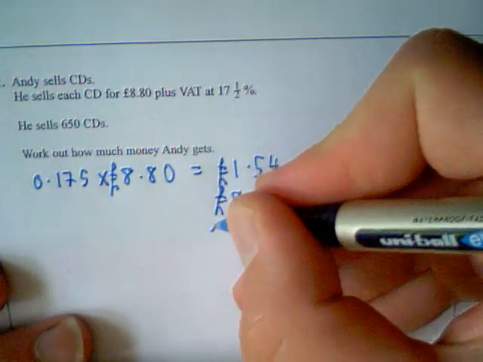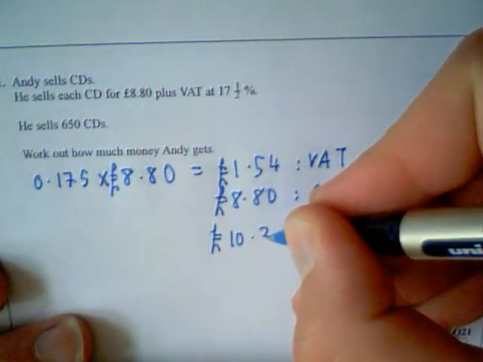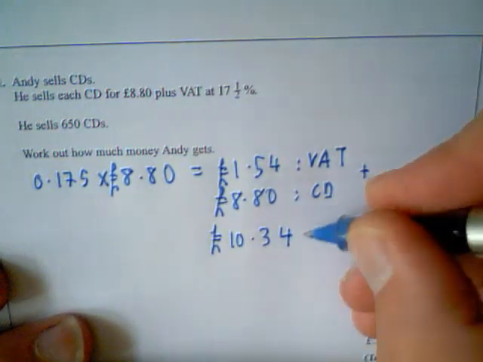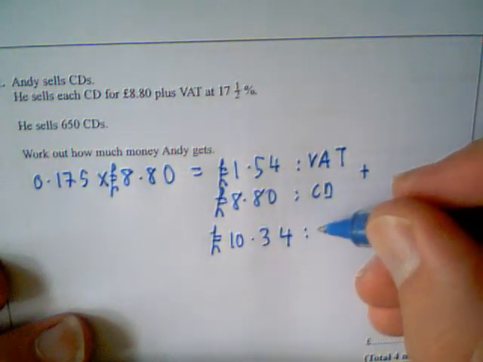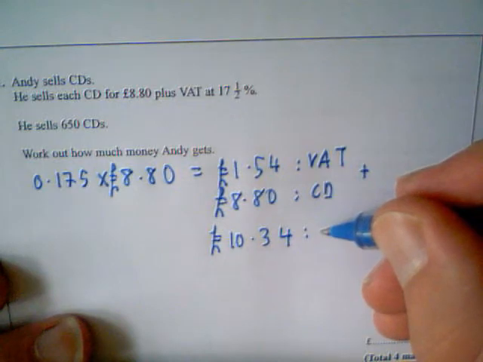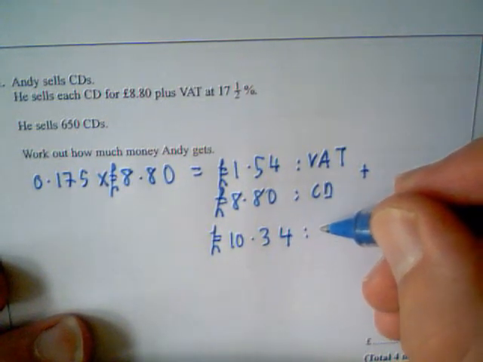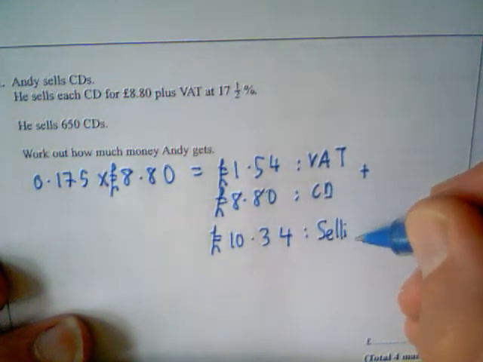So then we get £10.34, and you can think of that as the total price of each CD, the selling price of each CD.